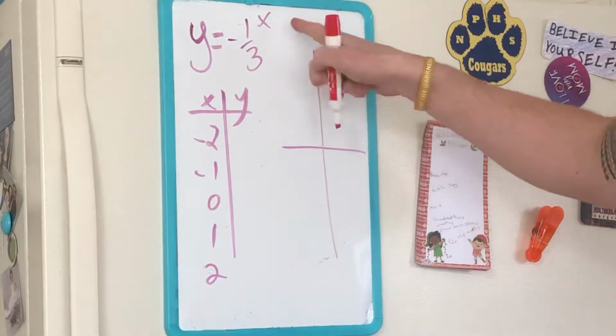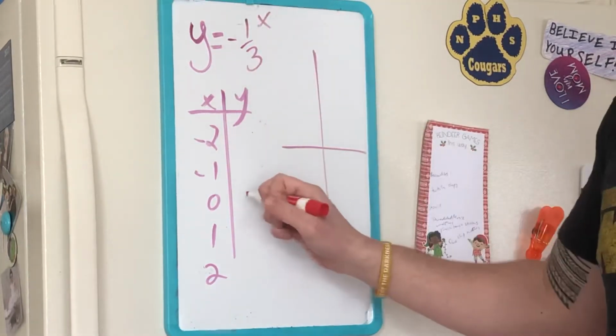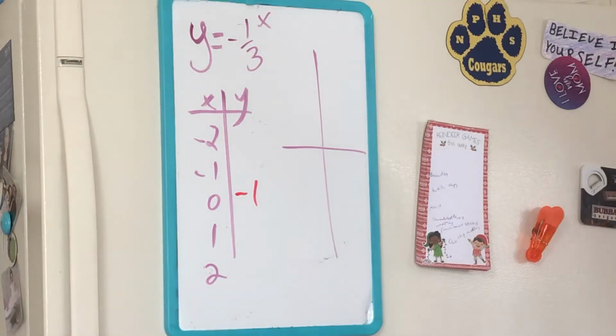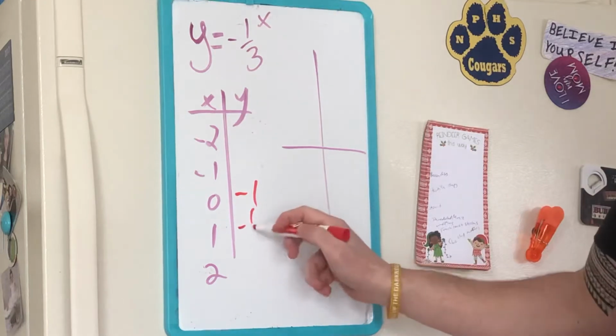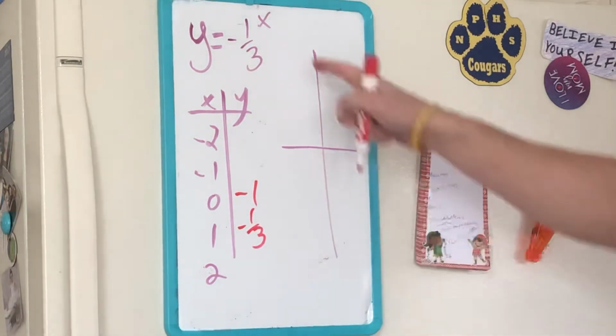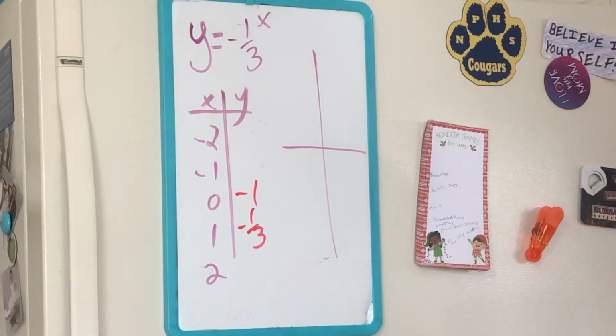So we do 1/3 to the 0 power. Anything to the 0 power is 1. Then we're going to make it negative, so that's -1. 1/3 to the first power is 1/3. Make it negative, -1/3. 1/3 to the second power, 1/3 times 1/3 is 1/9.